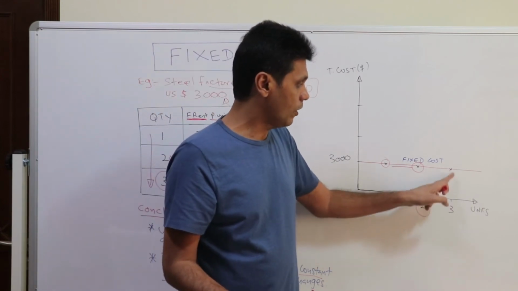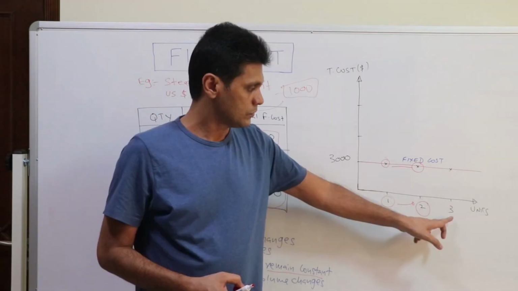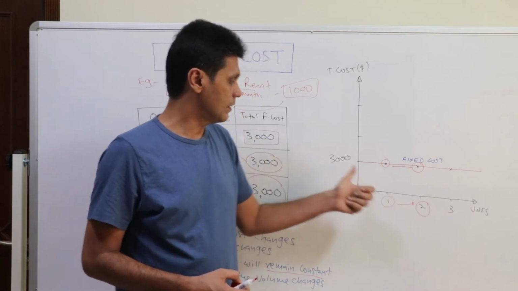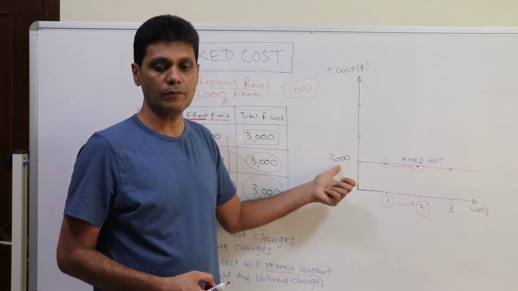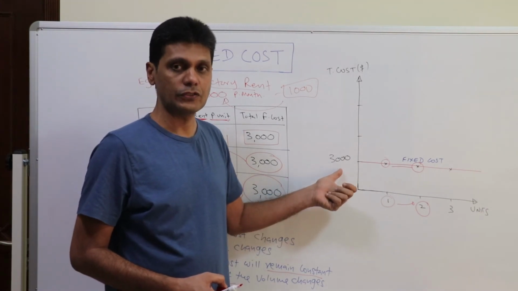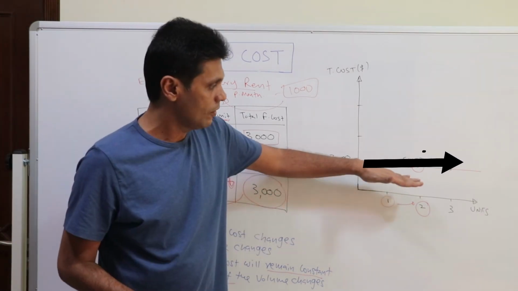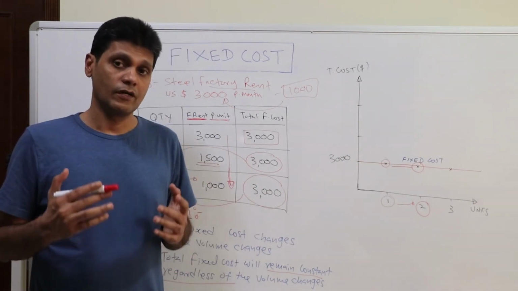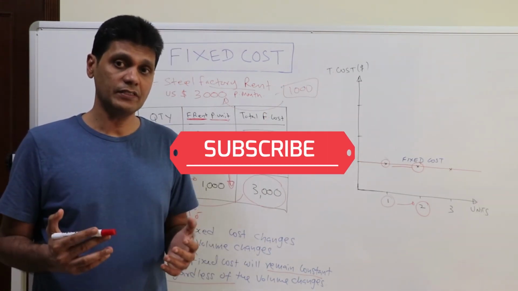And for 3 units also, 3000. Even if you increase the production to 3 units, the total fixed cost will be 3,000 US dollars. So this is the fixed cost line. This is all about fixed cost and its cost behavior.